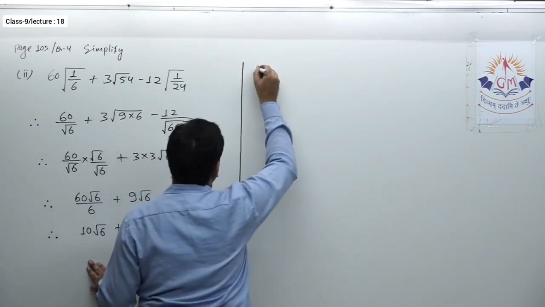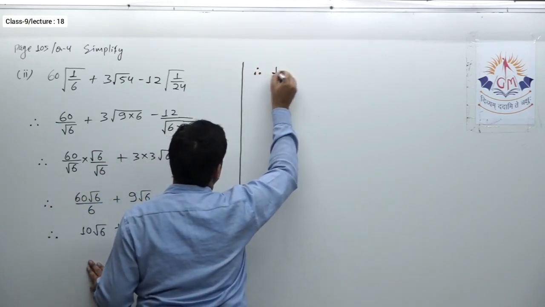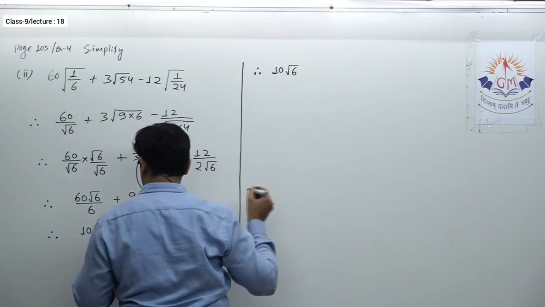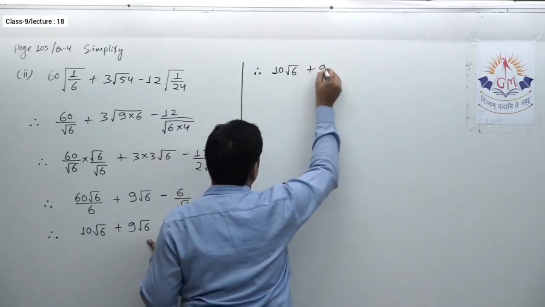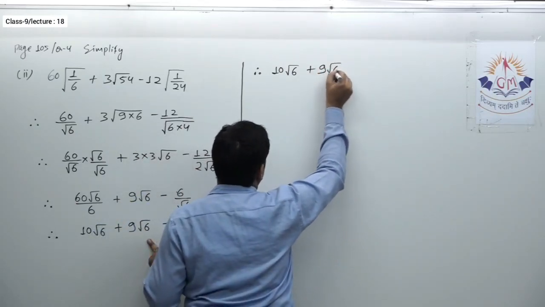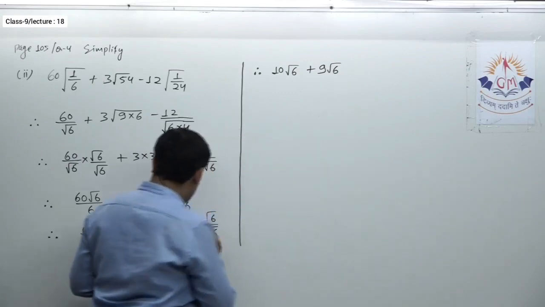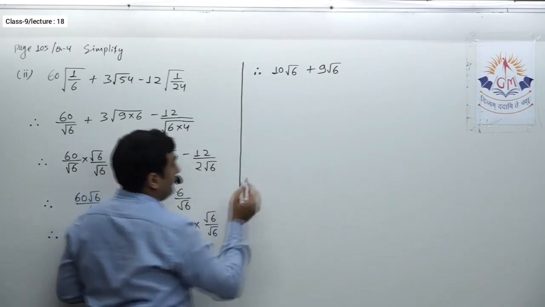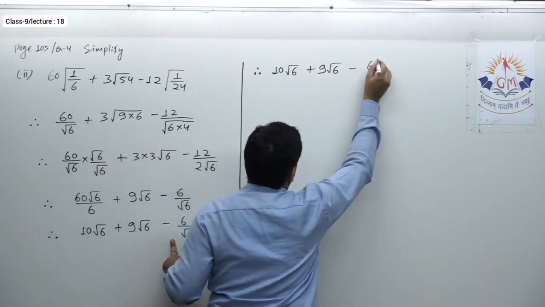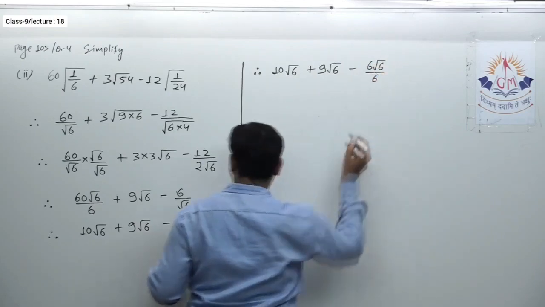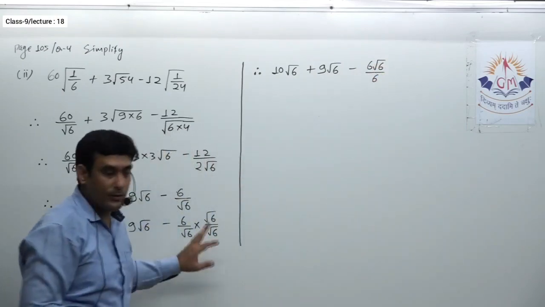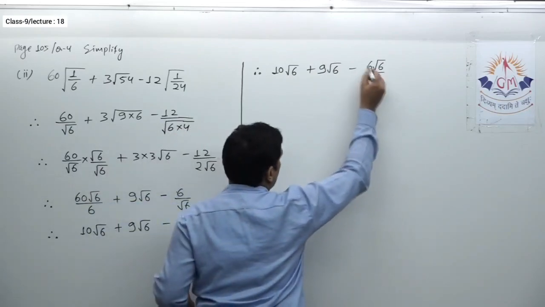Okay, so here 10 root 6, then plus 9 root 6, and over here see 6 root 6 upon 6. Numerator becomes 6 root 6 and denominator becomes 6. Root 6 multiplied by root 6 is 6. So I can cancel this as well.